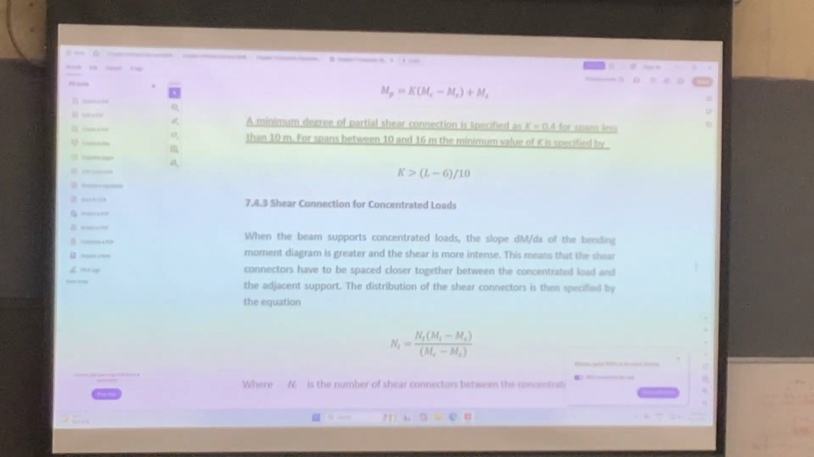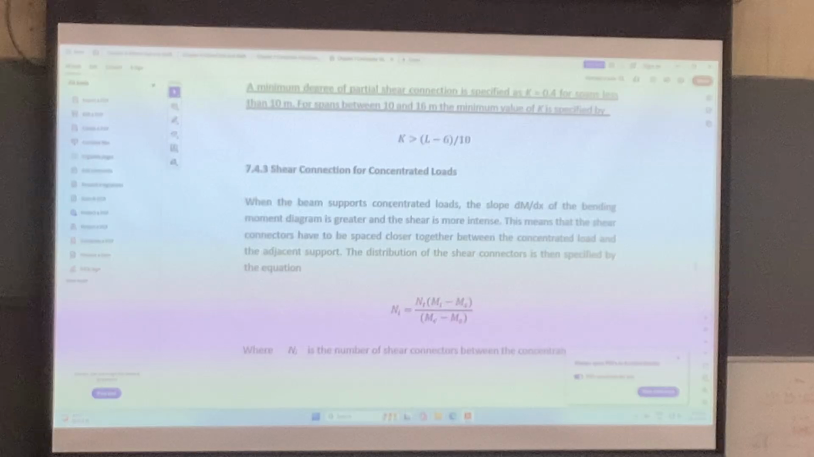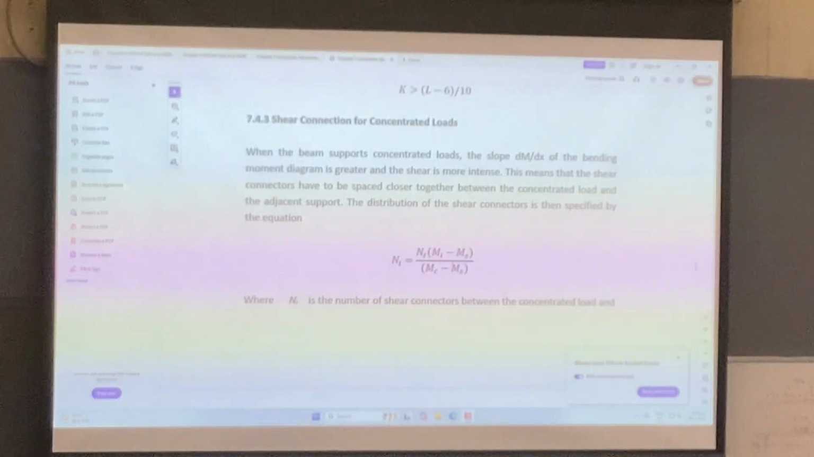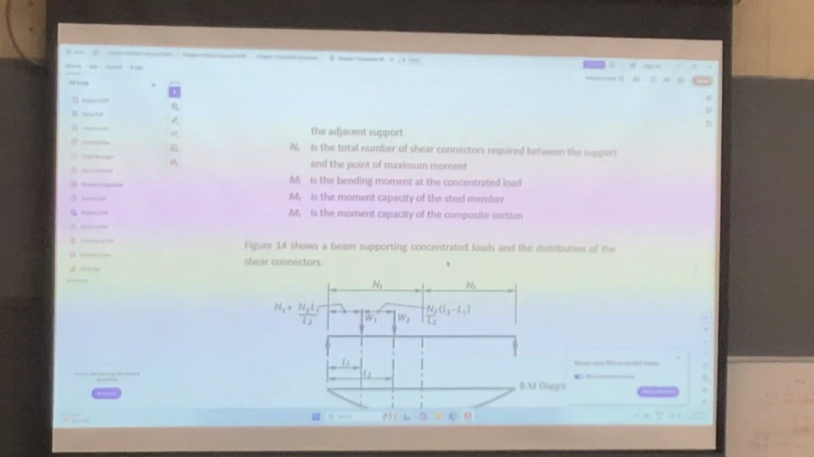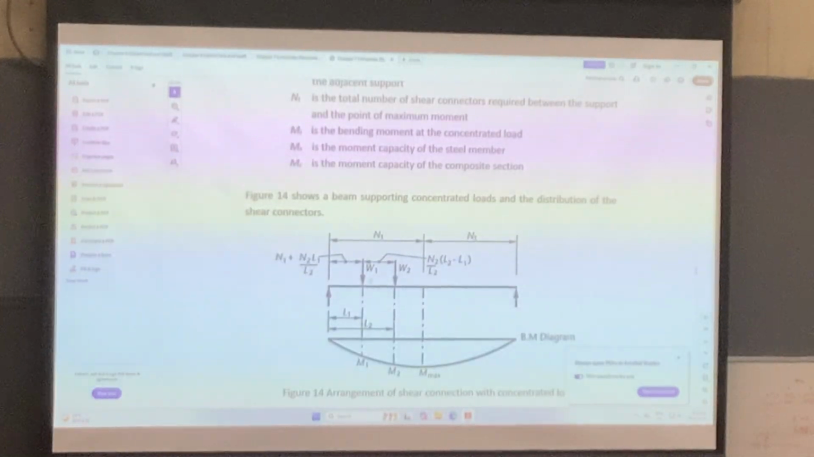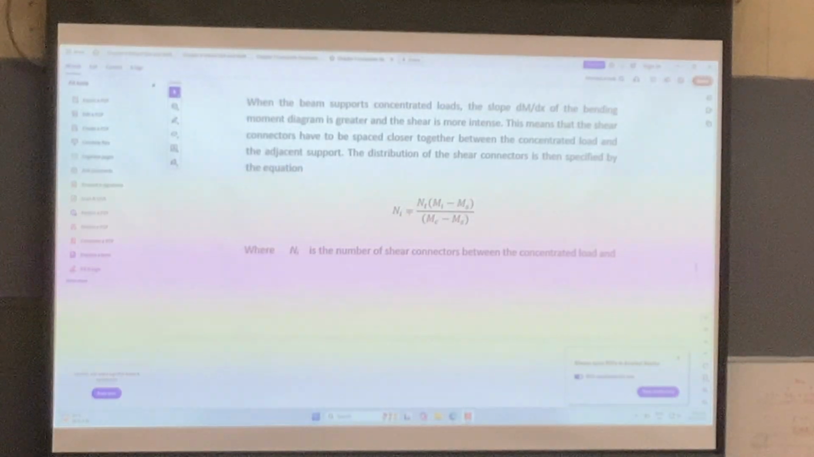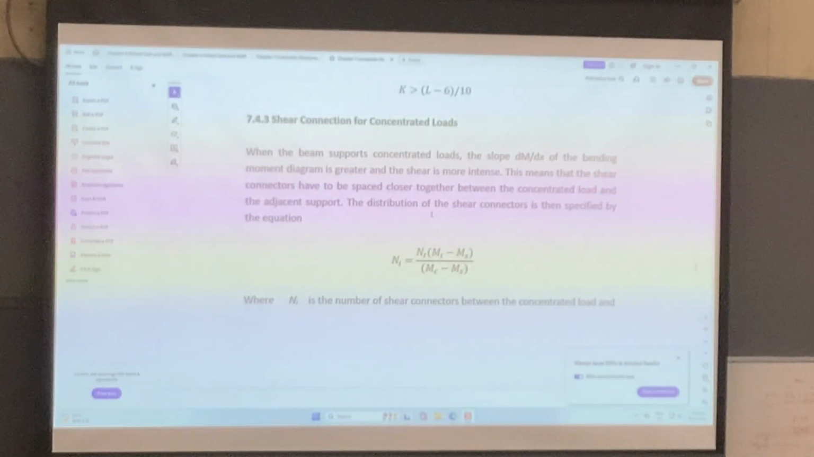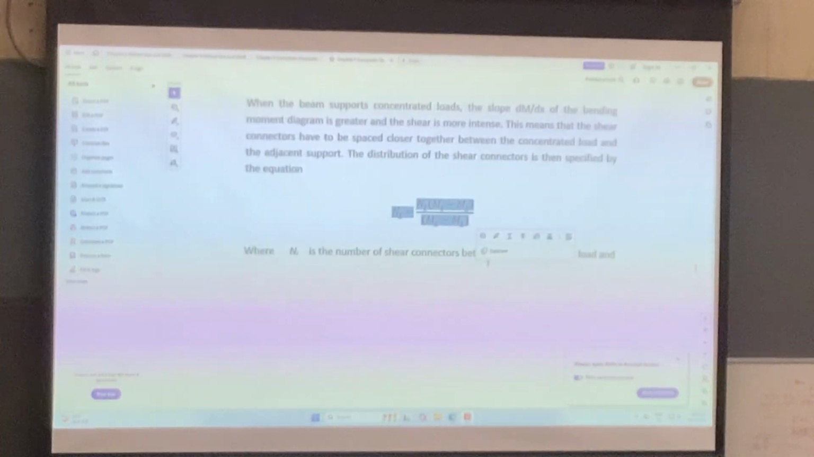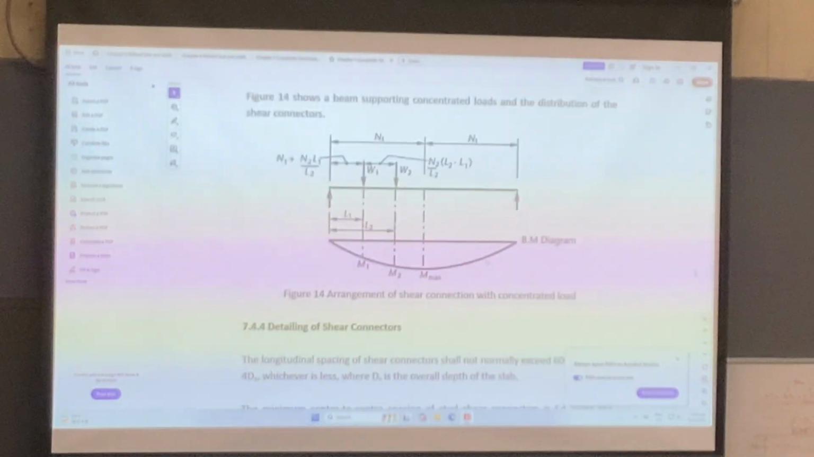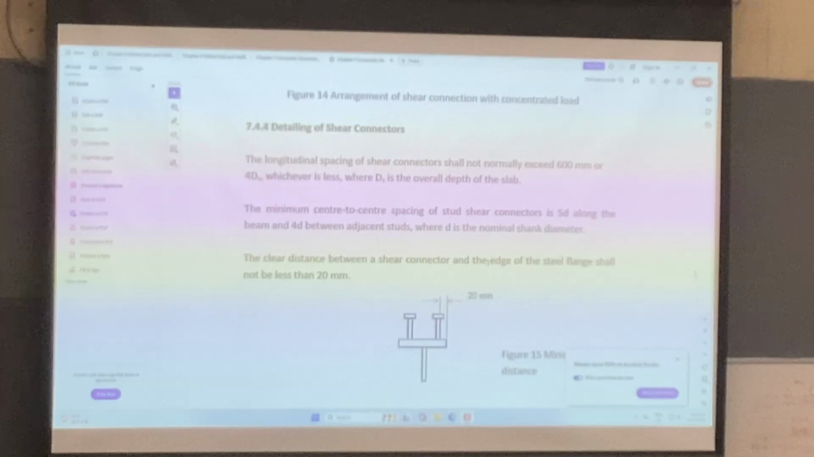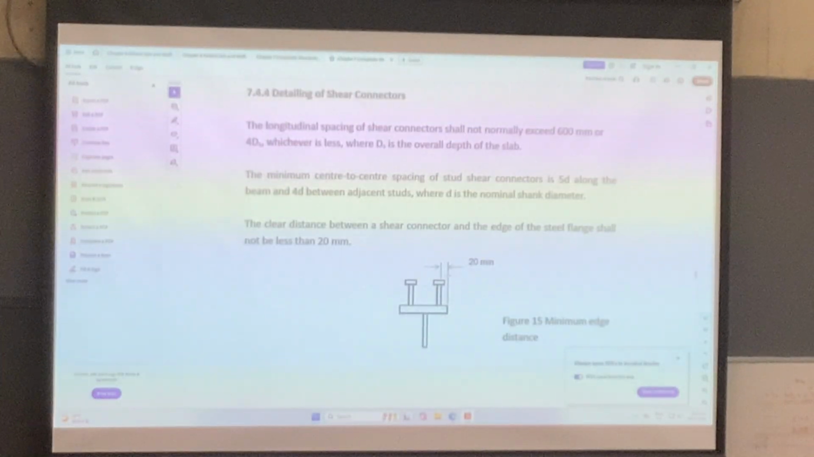Now here actually is for the case for some point loads. So if you have some point loads, I would just like to mention that your shear studs actually may not be put in an equal distance. Okay. So actually here is the case when there's some concentrated load, then this indicates how you would put the shear studs at different locations. And then there are some detailing. I think I will stop here after talking about the detailing.